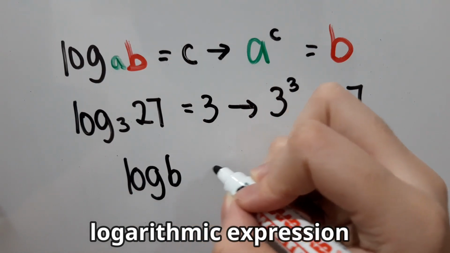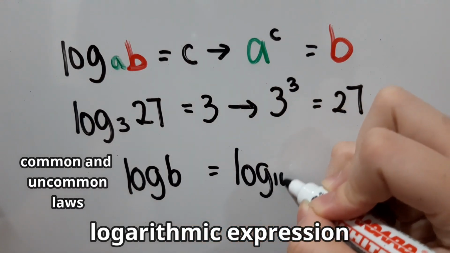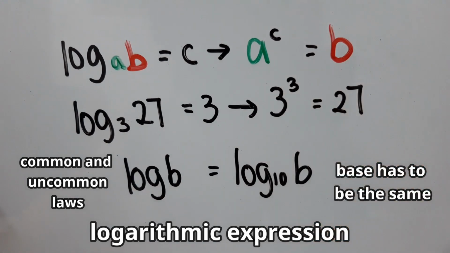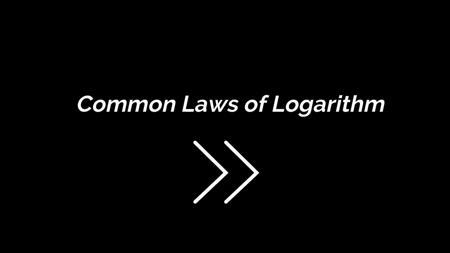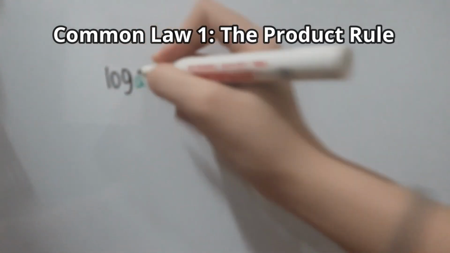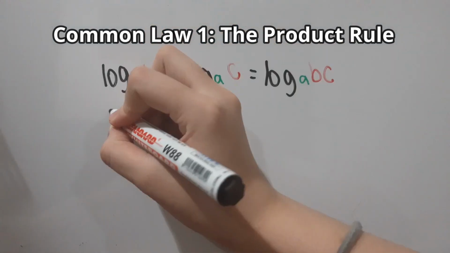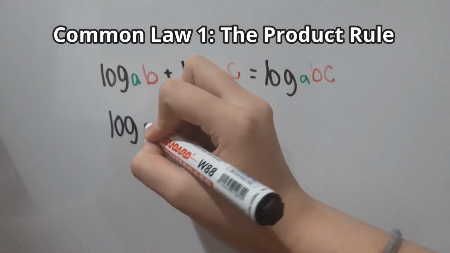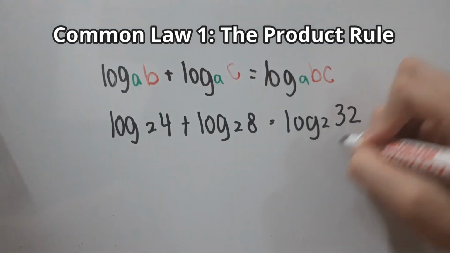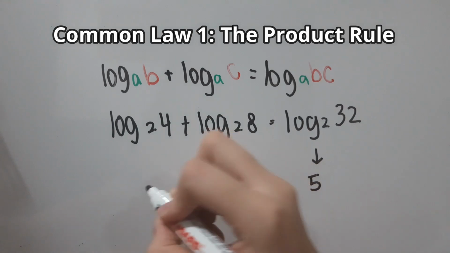Similar with exponents, logarithms also have common and uncommon laws, and the base has to be the same for the laws to be applicable. These laws are discussed next. Common law 1. The product rule. When we add two logarithmic expressions together, we can multiply both of their results, such as when we have log base 2 4 plus log base 2 8, we can get log base 2 32, which is 5.